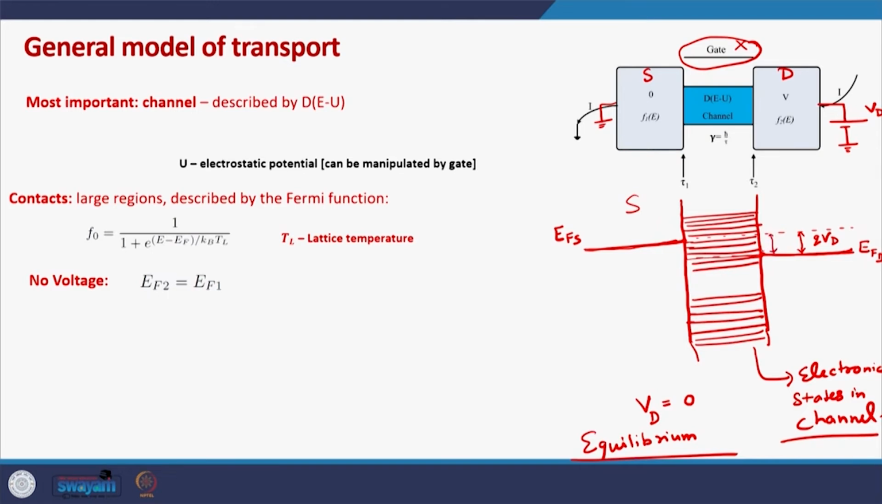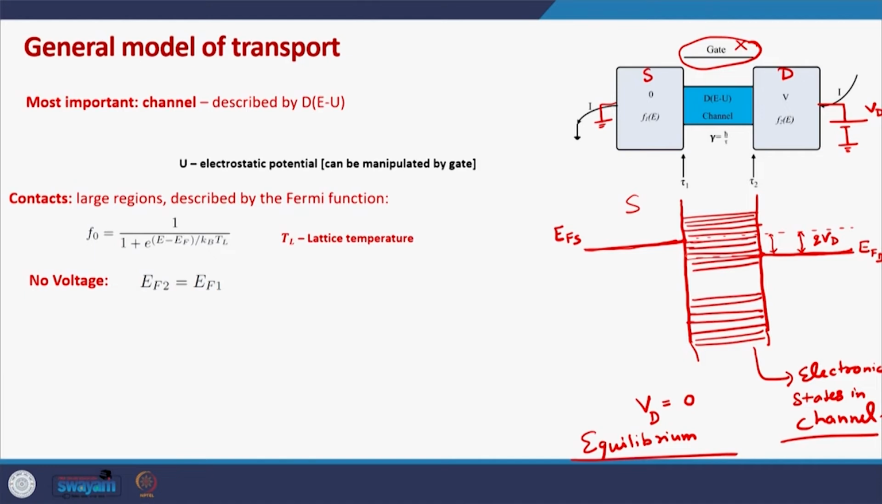for those energy levels, if there are electrons in those energy levels in the channel, it will try to make sure that those energy levels are empty. It will try to make sure that electrons are not there in the energy levels above its Fermi level. So, essentially EFS is trying to fill all electronic states up to this point, EFD is trying to fill all electronic states up to this point, and it will try to empty all the electronic states above EFD.